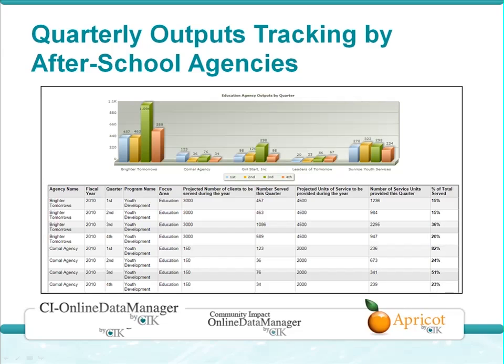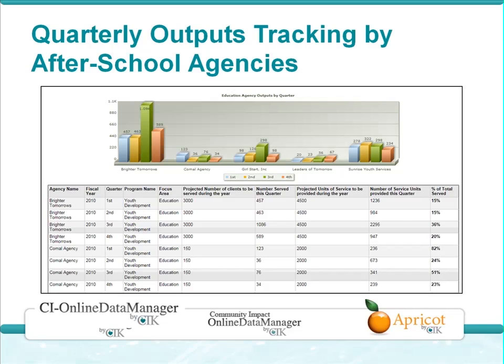Again, at times you can show this information graphically as well as in tabular form to tell your story. So here is Brighter Tomorrows, that agency. Here's the first, second, third, and fourth quarter report and how many youth they served in their program each quarter and the number of units of service. So you can begin to see whether they're on target or not. For example, if your agency is supposed to serve 1,000 kids or 3,000 kids, you ought to be doing about 25% each quarter, unless it's a special summer program.